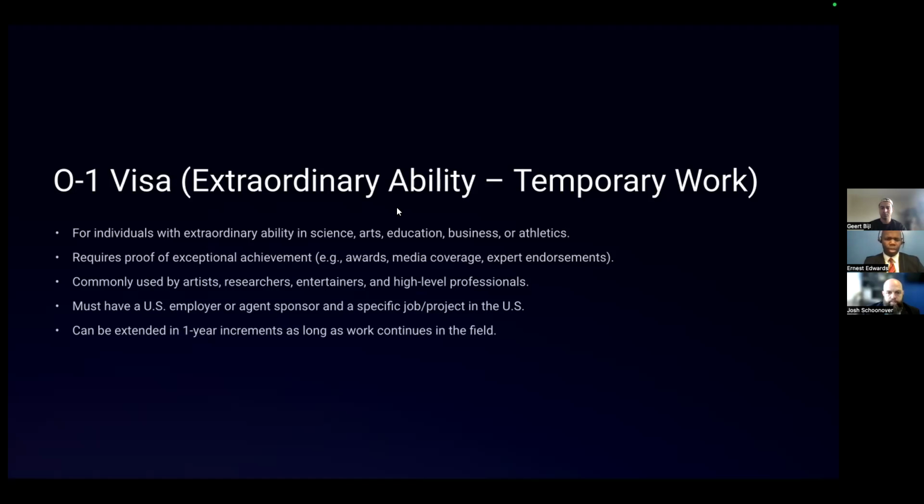You typically need to meet 3 of 10 criteria, or you can qualify if you receive an award. So let's say you receive a Nobel Prize or a nationally or internationally recognized award, you can qualify. This is used by artists, researchers, entertainers, and high-level professionals. You must have a U.S. employer or agent and a specific job in the United States. So for this category, you will need a U.S. petitioning employer. And this can be extended in 1 year increments as long as you continue to work in the field.